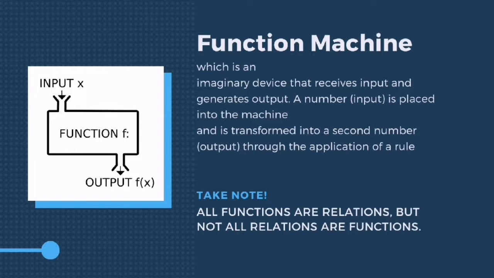Basically, in relation, the domain, also viewed as the input, will be applied with a rule that generates one or more output. And the difference between relation and function is that function applies a rule to the domain or input so that each input corresponds to only one output.